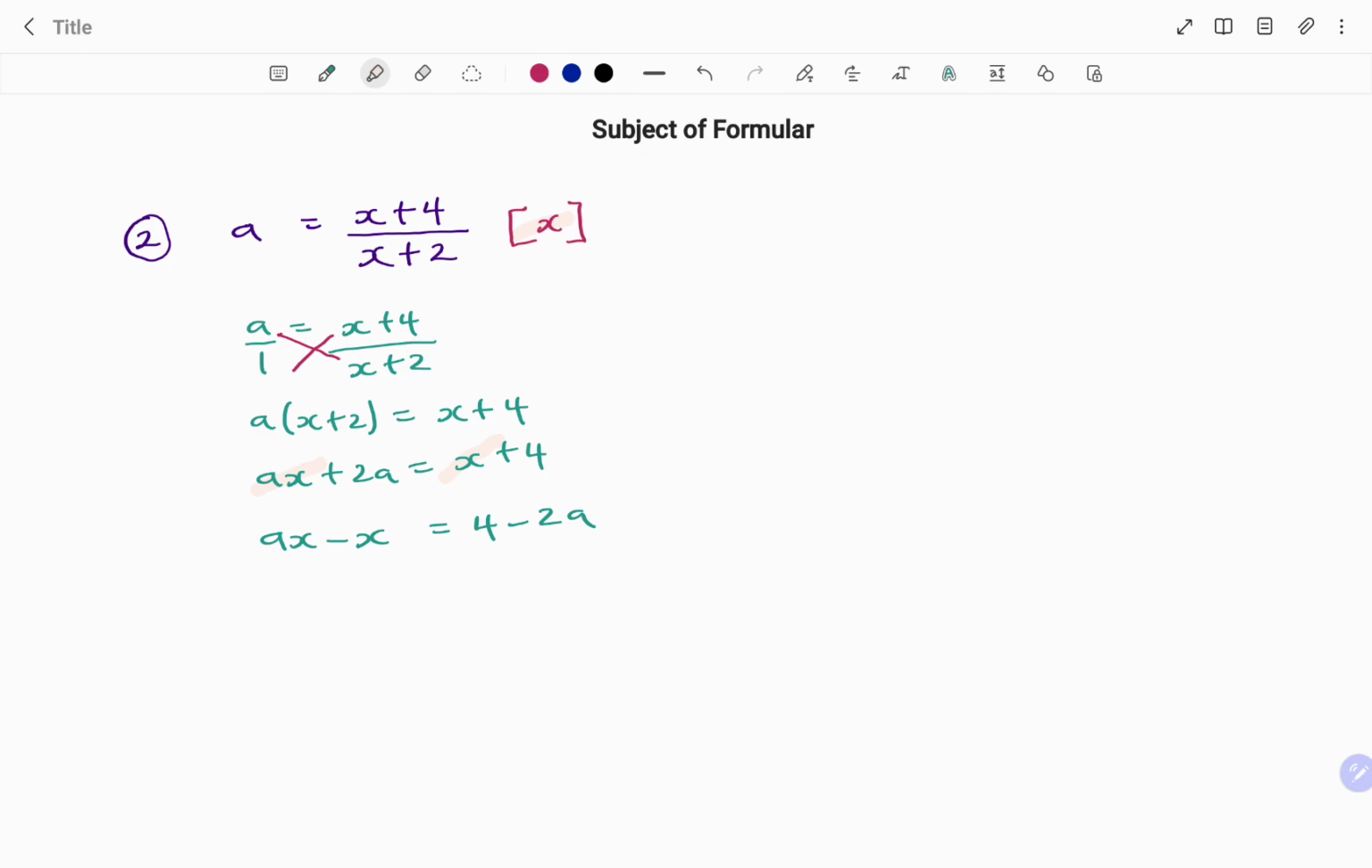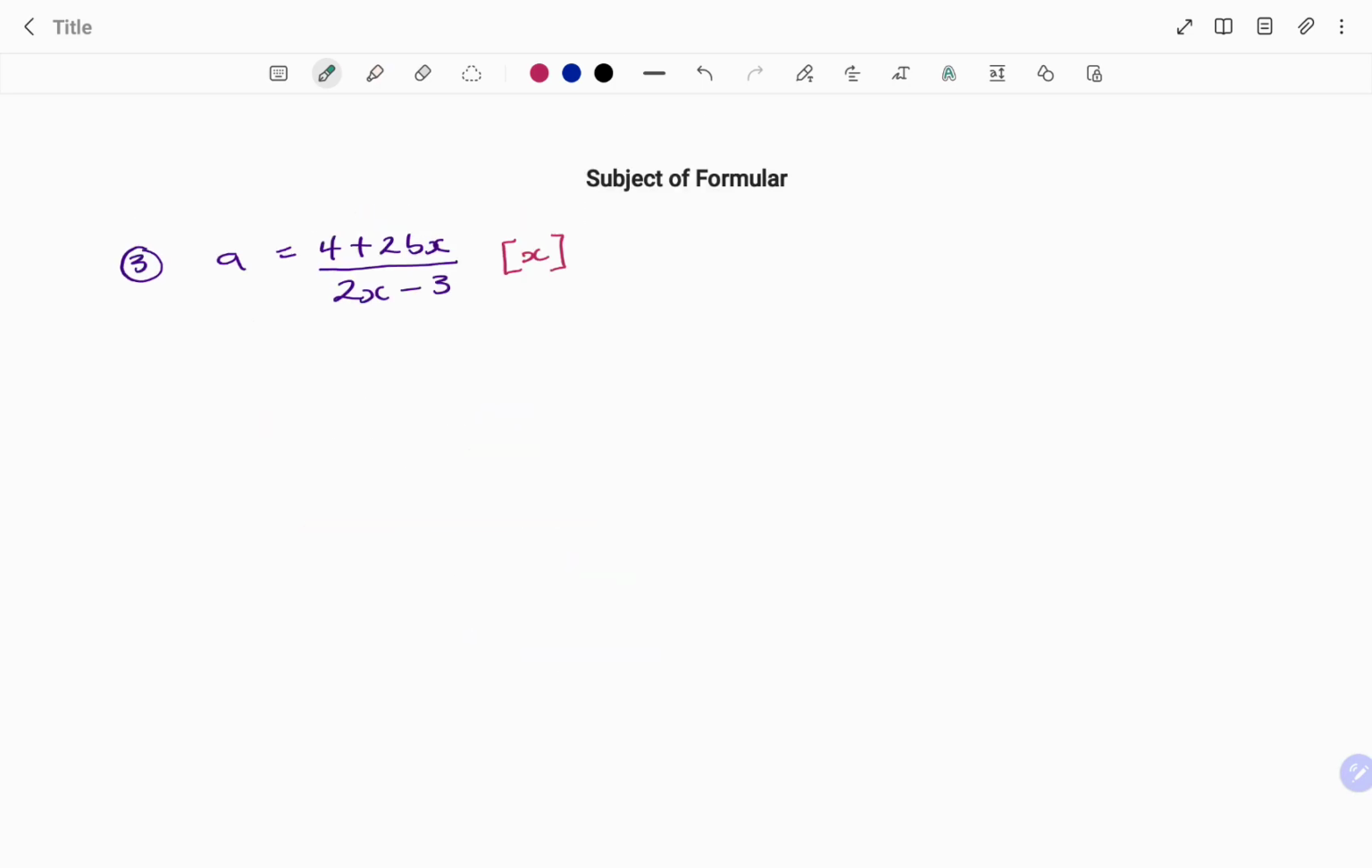The next step is I'm going to factor out my x, and that will give me x in bracket a minus 1 equals 4 minus 2a. To make x the subject of formula, I'm going to divide both sides by a minus 1. So I have x equals 4 minus 2a divided by a minus 1. Let's look at the next example.